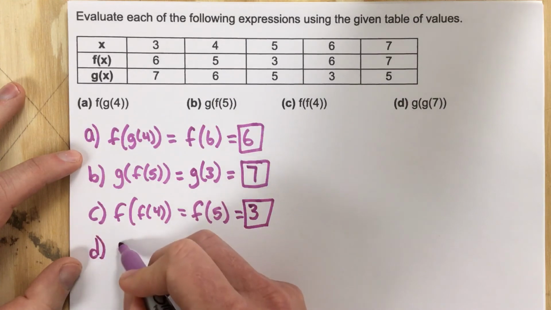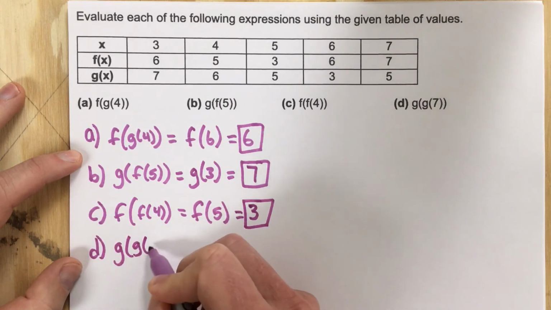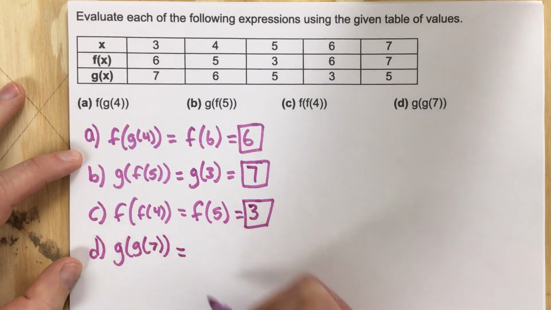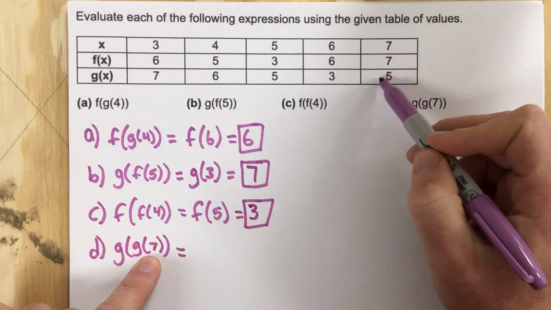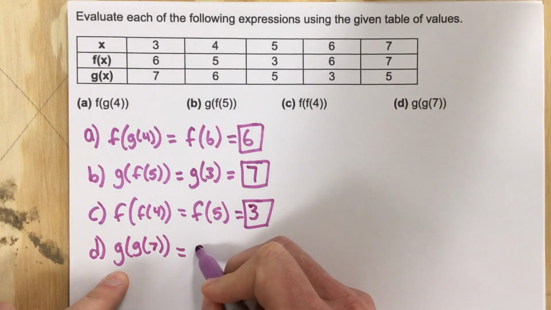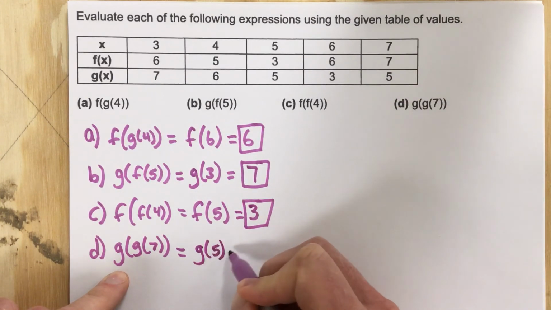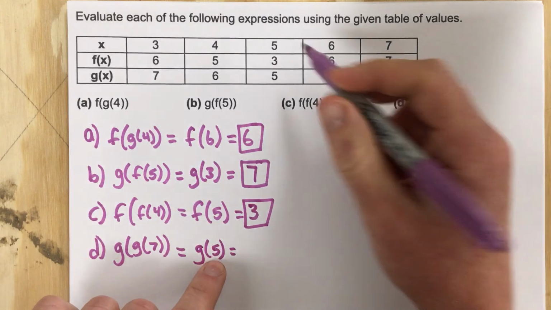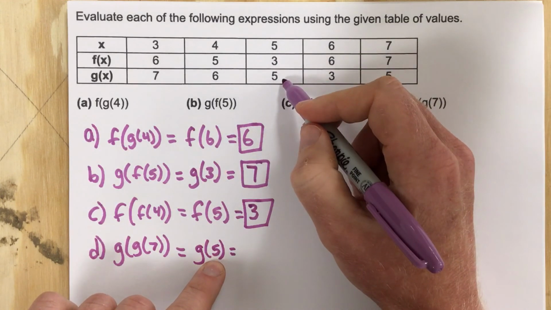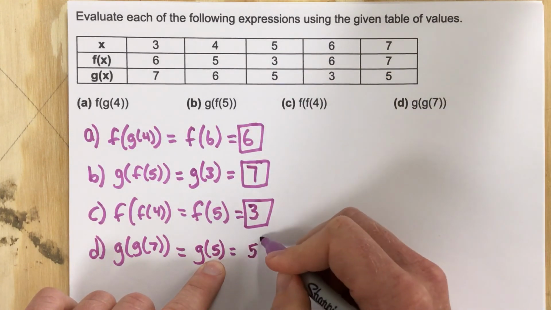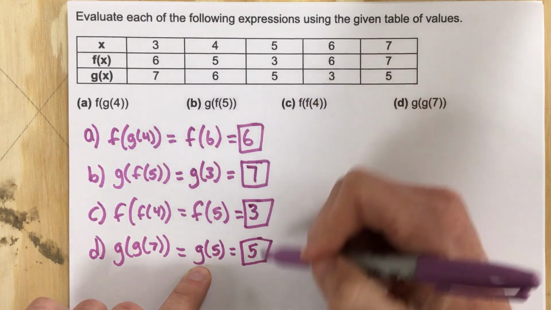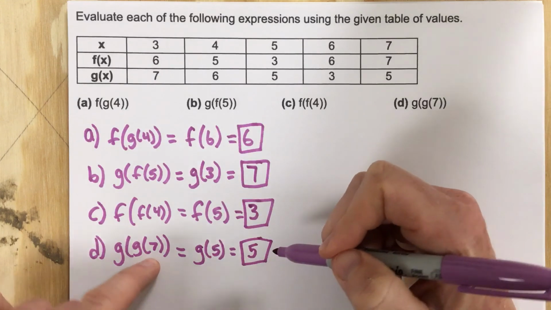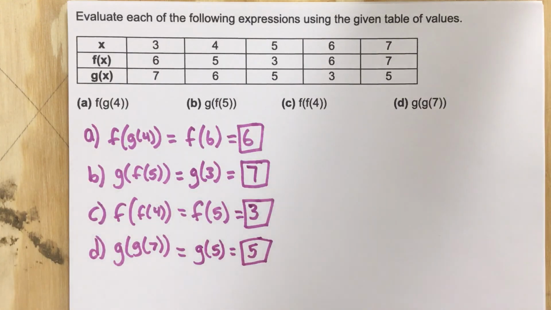Part D. G of g of 7, I go to the x value of 7, and I look at the g function, and it's 5. So I have g of 5 equals, I go to the x value of 5, and I look at the g function, it is 5. So g of g of 7 is 5. And that's how we do the composition of functions with a table.